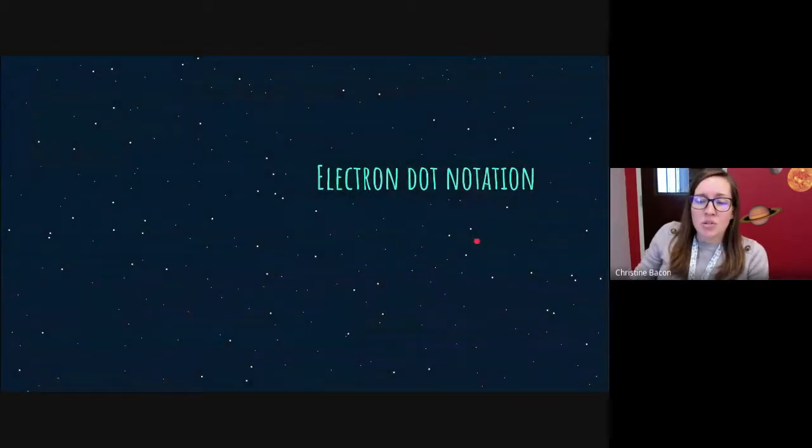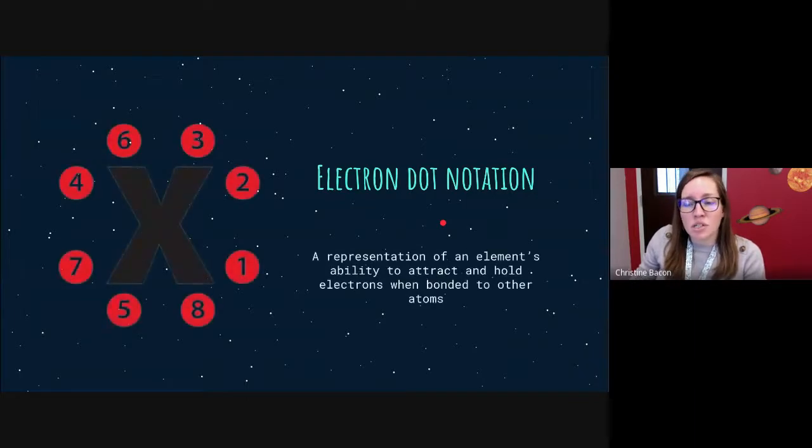So electron dot notation is an easy way for us to represent how many valence electrons are in an element. This is kind of a convoluted definition. It says a representation of an element's ability to attract and hold electrons when bonded to other atoms. So an easier way to remember this is if you see an element symbol with dots around it, it shows you how many valence electrons that specific element has.